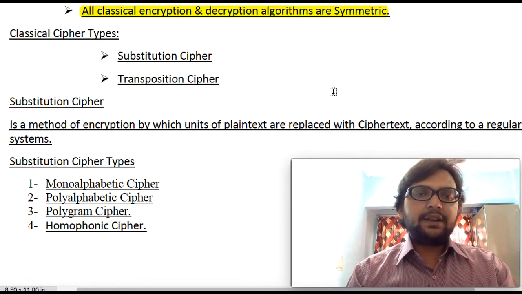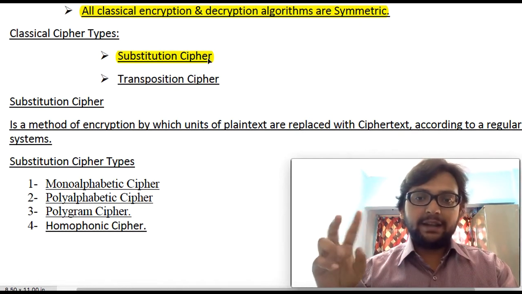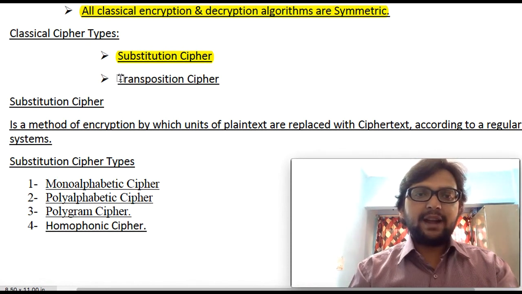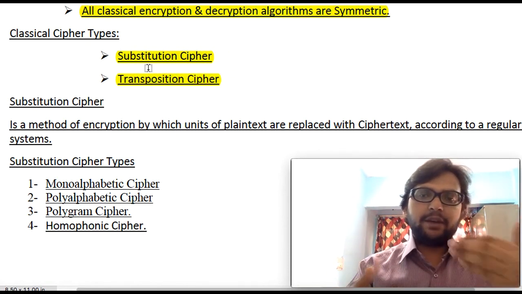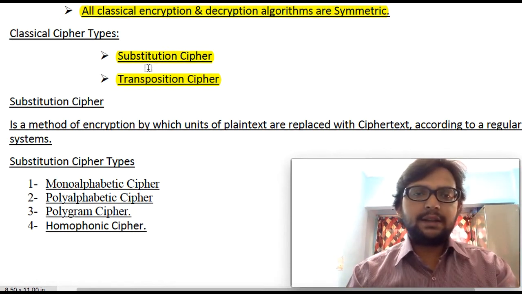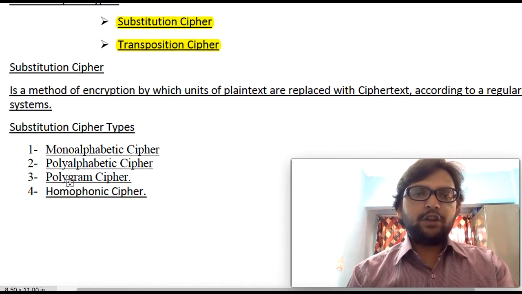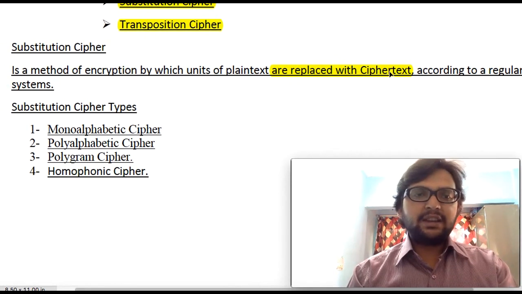So classical cipher comes in two types. Broadly, it is divided in two types, and again these are divided into subparts. As you can see, substitution cipher and transposition cipher. Substitution cipher means substituting one alphabet with another alphabet. We'll discuss it now. As you can see, substitution cipher is again divided into four different patterns. So what do we mean by substitution cipher? It is a method of encryption by which units of plain text are replaced with cipher text according to a regular system.